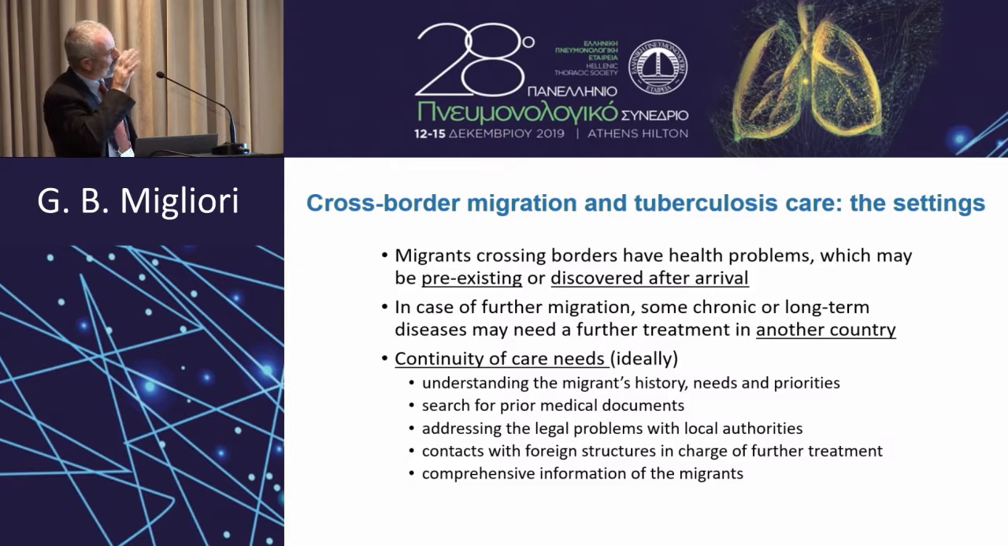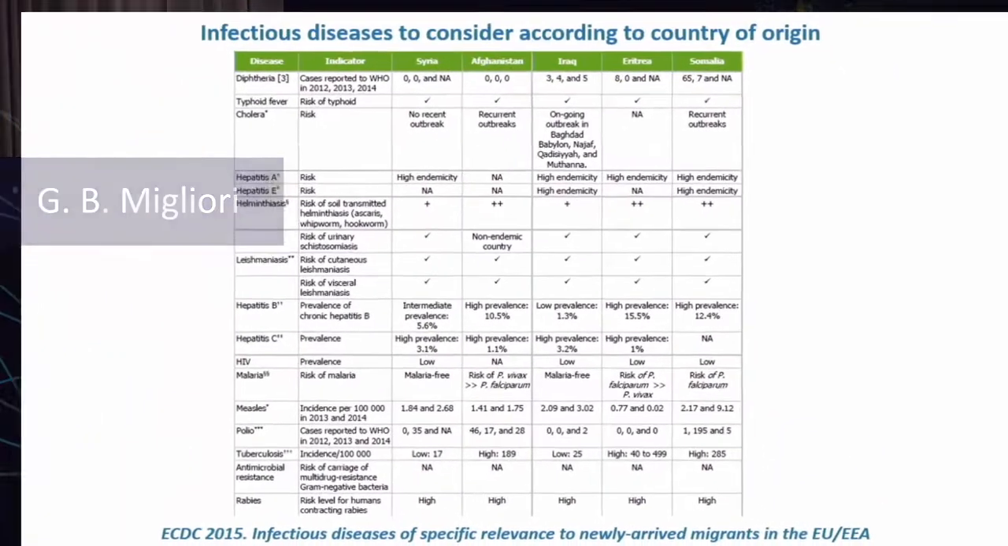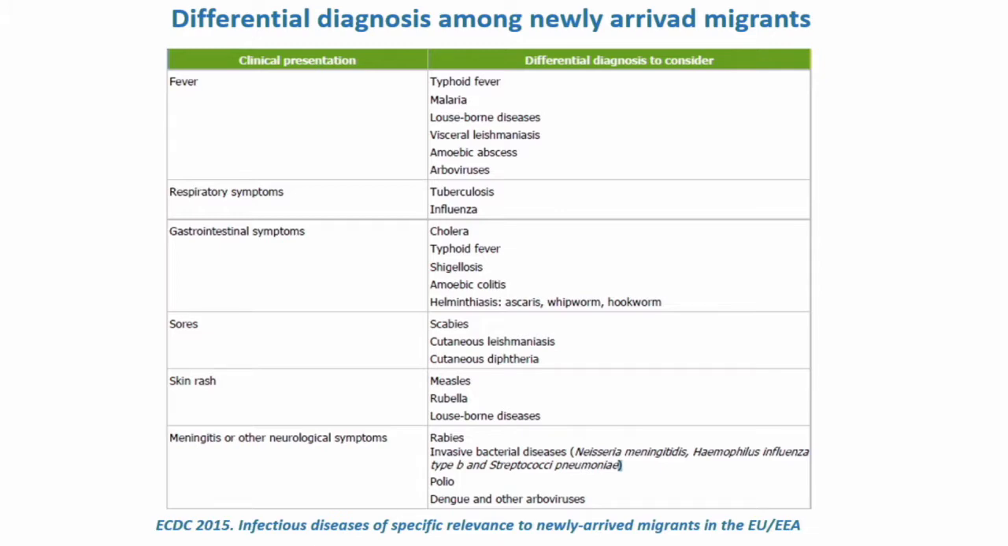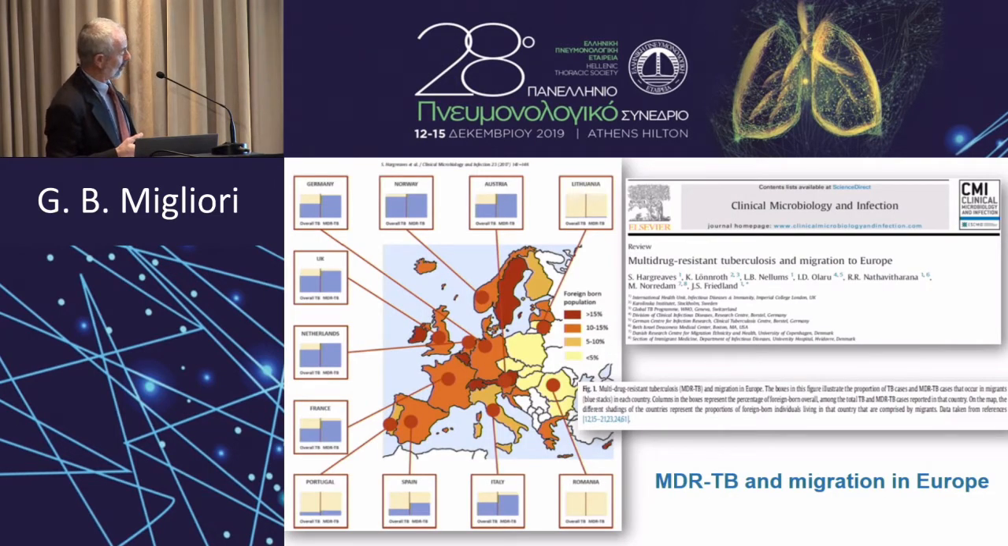Quickly, the migrants have a lot of problems, not only TB, and they need continuity of care. We also need the capacity to speak with them, so we need mediators, right? This is a study done by ECDC, which looks at all the possible diseases: typhoid, cholera, hepatitis, leishmaniasis, malaria, all the conditions that migrants can bring in. This shows the importance of differential diagnosis. We know cough is important for us for TB, but there is a planet of diseases behind the screening of migrants, and this should also be kept into consideration.